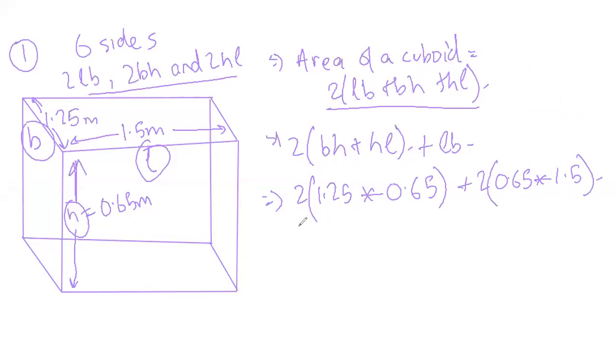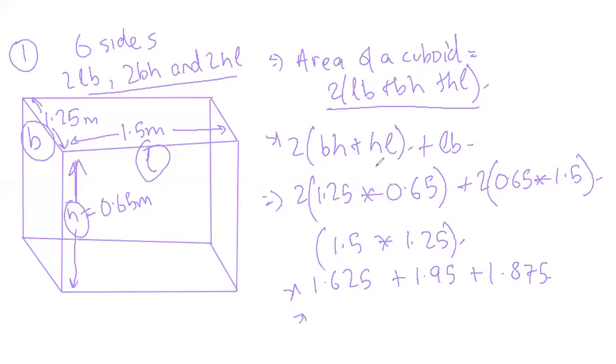Then finally our LB, there's only one side of LB that is taken into consideration. So length 1.5 meters into 0.65 into 1.25, pardon. Okay, so finally when we do the final calculations and checks, we get 1.625 plus 1.95 plus 1.875, and then finally we get the answer as 5.45 meters square.